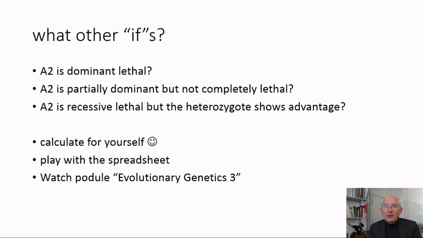Now that's just one example. That's when we've got a recessive lethal allele, A2. But we can use all of those same equations and we can use the same spreadsheet to calculate what would happen under different circumstances. So for example, what happens if A2 is dominant lethal? That is, it's lethal, its fitness is 0 in both the homozygote and heterozygote case. What happens if the allele A2 is partially dominant but not completely lethal? What happens if the A2 allele is recessive lethal but the heterozygote has a selective advantage over the wild-type homozygous?